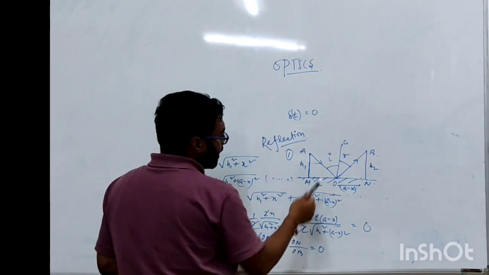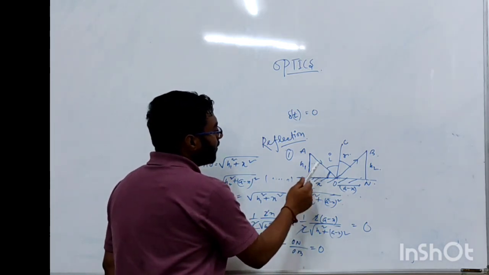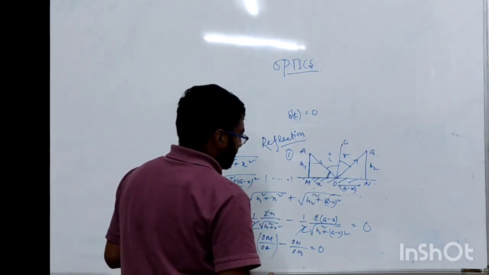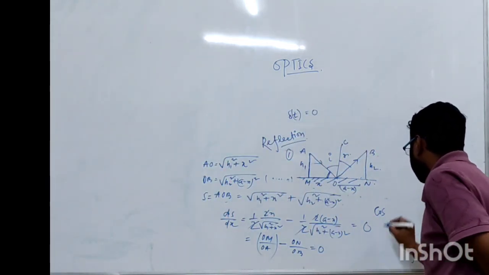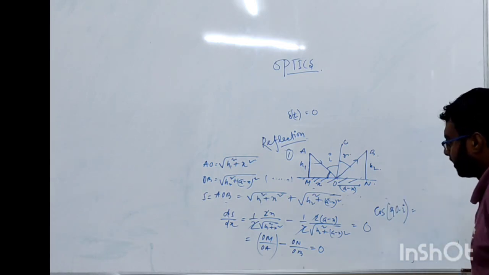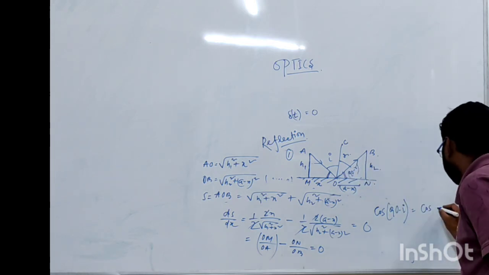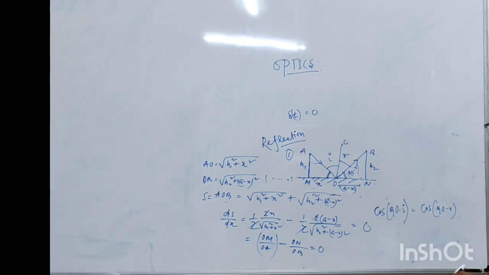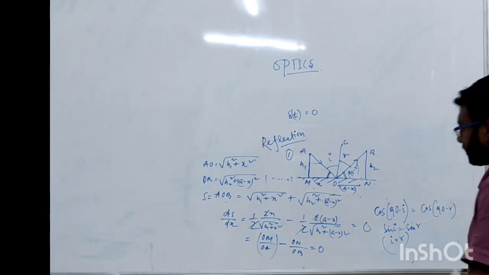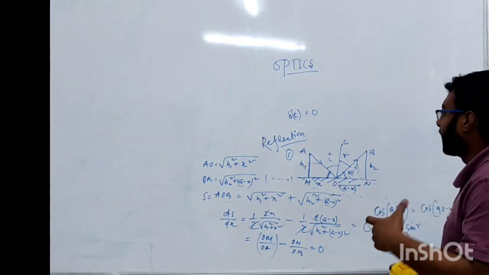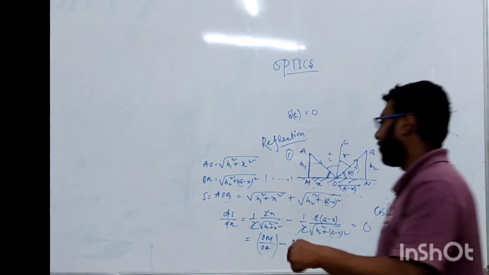What is OM by OA? If the incident angle is I, then this angle is 90 minus I, so it will be cos of 90 minus I. And ON by OB will be cos of 90 minus R. So from that, we get sin I equal to sin R, so I equal to R. So these two laws of reflection we can prove using Fermat's principle. This is the benefit of Fermat's principle.